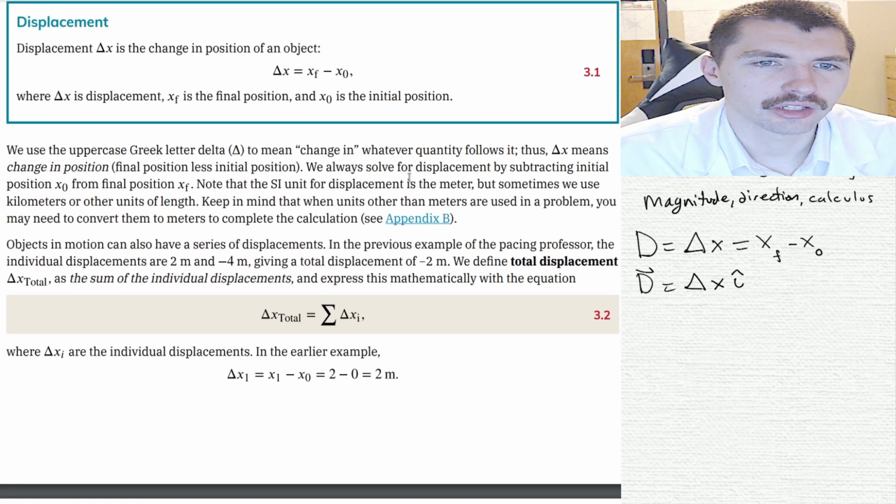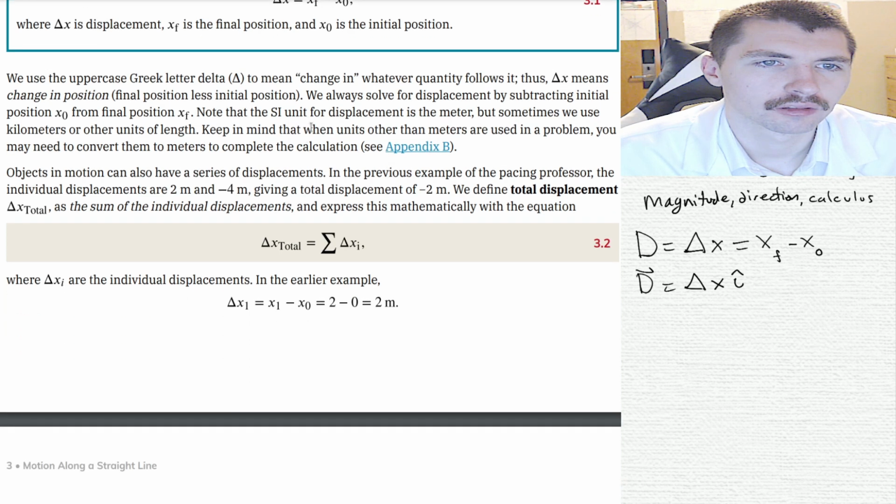Delta is change. Delta change. We always do this. Always initial from final. Subtract the initial from the final. That is your displacement. The standard unit is a meter, but we use kilometers or others.